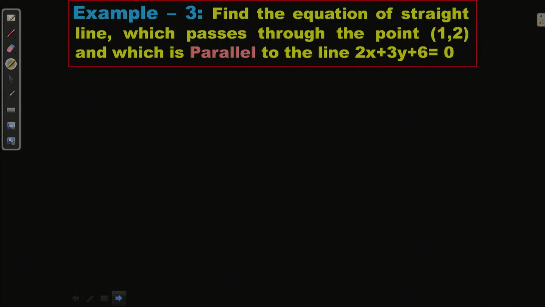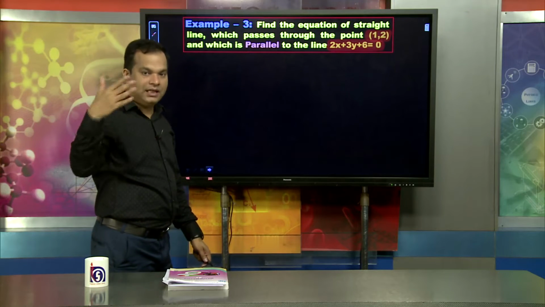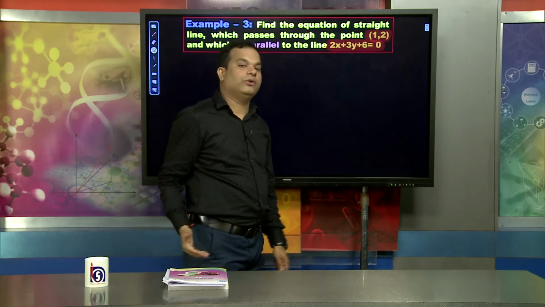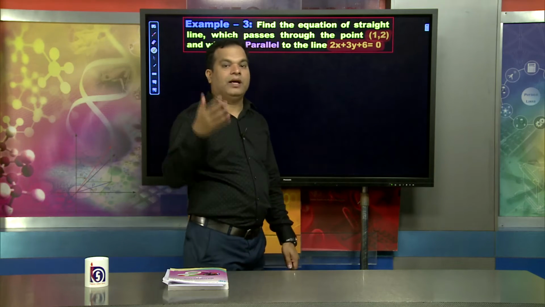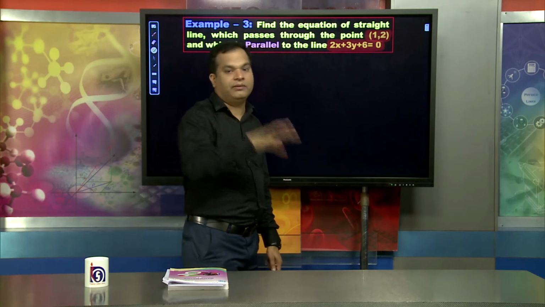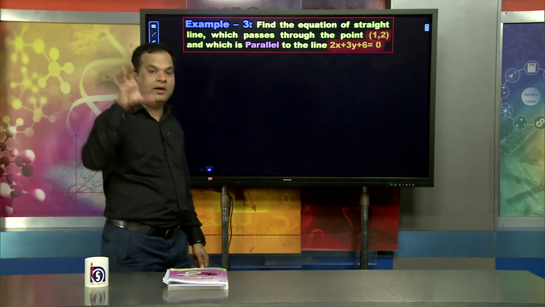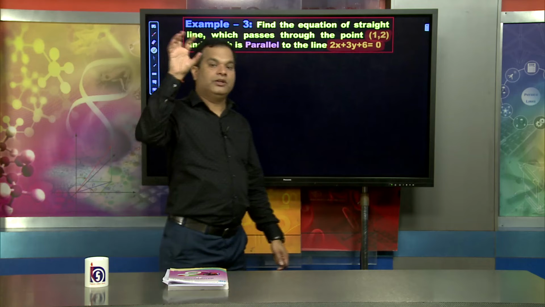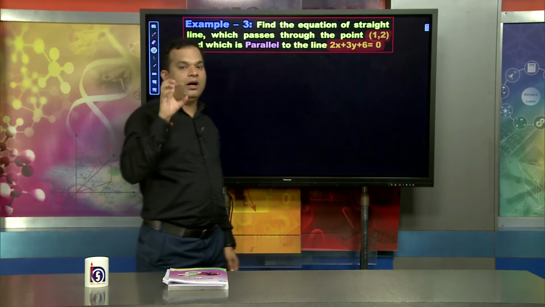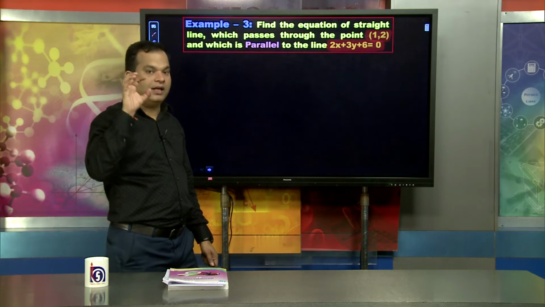The thing is here, very simply I can say, find the equation of the straight line which passes through the point. One point is given, and which is parallel to the line 2x plus 3y plus 6 equal to 0. Dear learner, this kind of problem generally comes in your examination also, in your annual exam as well as the competitive exams. You must highlight it and prepare accordingly.